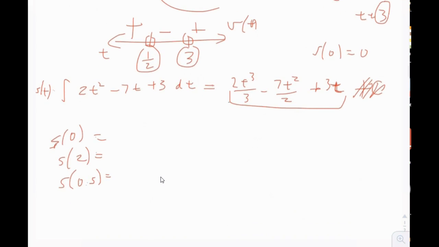S of 0, you can see that if you plug in t equals 0, we're going to get just 0. What if we plug in t equals 2? Then we're going to get something a little bit more complicated. We're going to get 2 times 2 cubed, which is 8, 2 times 8 is 16, divided by 3. Then we put t equals 2 and get 4, 7 times 4 is 28, divided by 2 is 14. And then we're going to have 3 times 2, which is 6. So basically here we have 16 thirds minus 8. If we put the common denominator of 3, we're going to have negative 24 thirds plus 16 thirds. It's going to be negative 8 thirds.